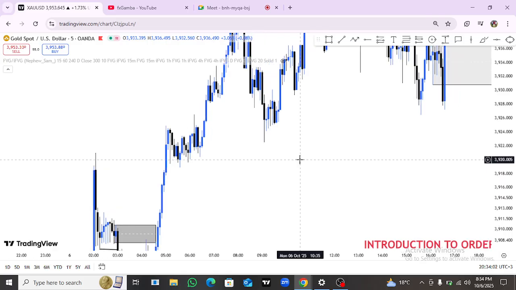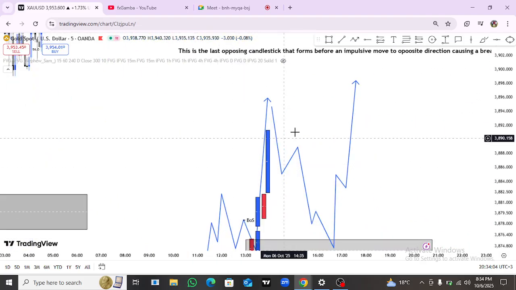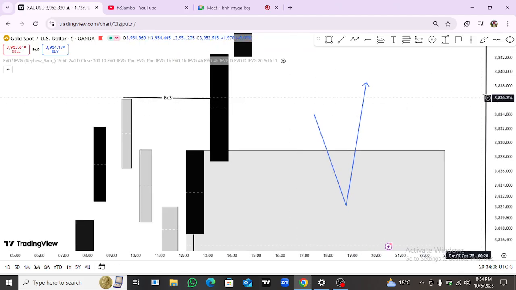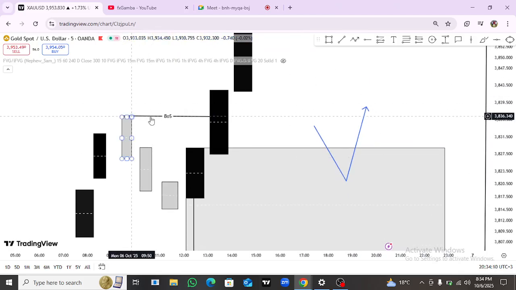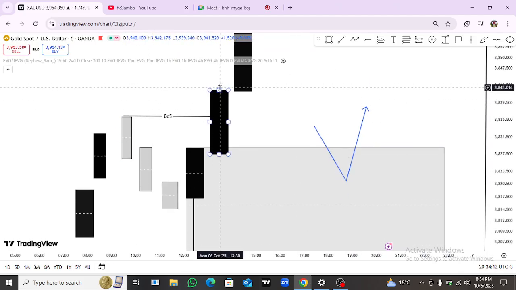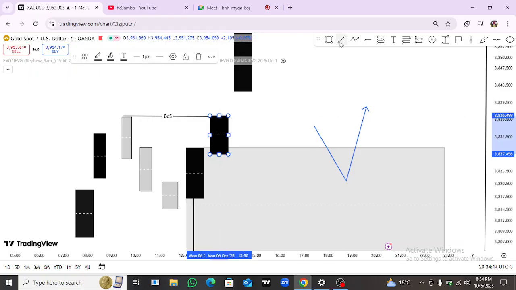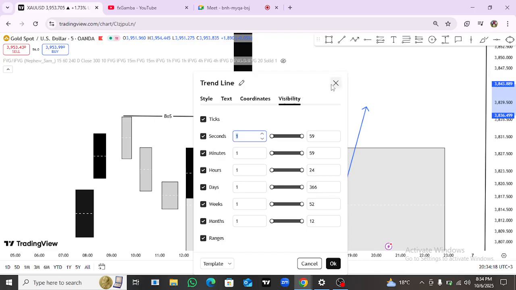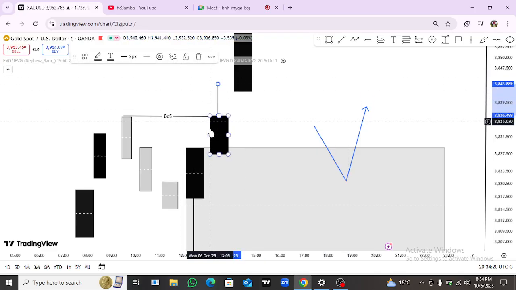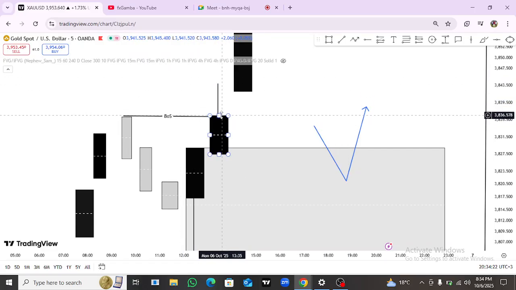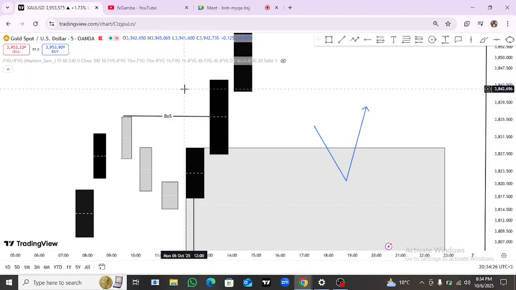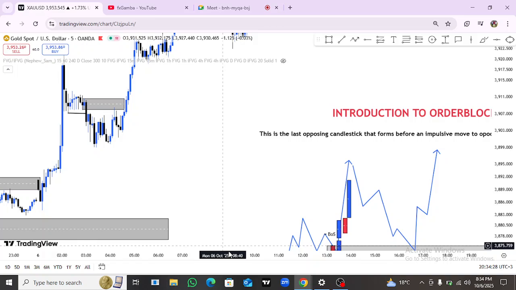Also, let me put something I had forgotten. This candlestick should close with a body. Always make sure that this break of structure has closed with a body, not with a wick. Sometimes it can be like that, and then you think it is a break of structure. No, that's not a break of structure. A break of structure should close with a body like that. That makes it a high probability order block.